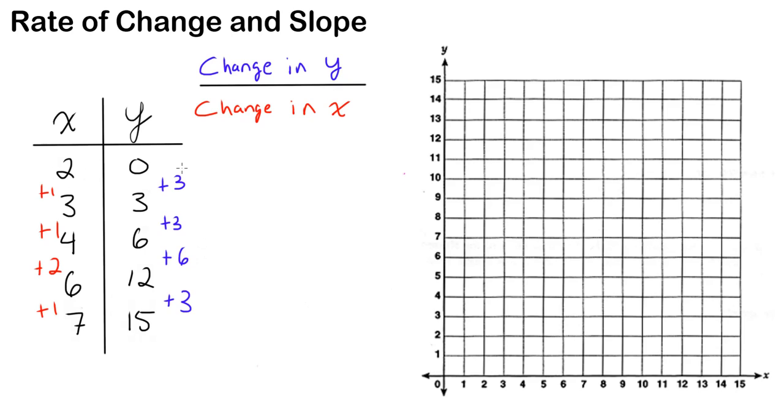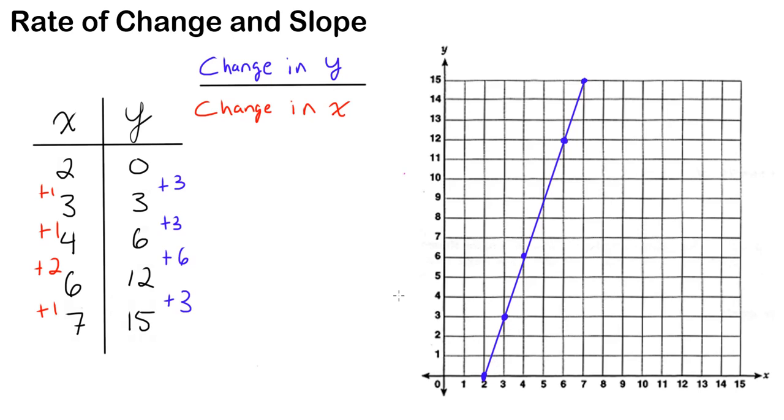Now let's go ahead and plot these points on this coordinate plane. We have 2, 0. It's going to be right here. We have 3, 3. That's here. 4, 6. That's here. 6, 12. That's right here. And 7, 15. That's right here. If we take a straight edge and line these points up, we see that they make a straight line. So this is a linear function because when we graph it on a coordinate plane, we get a straight line.